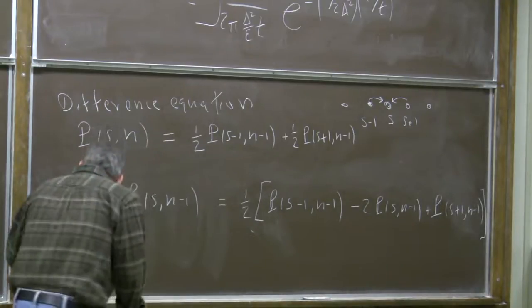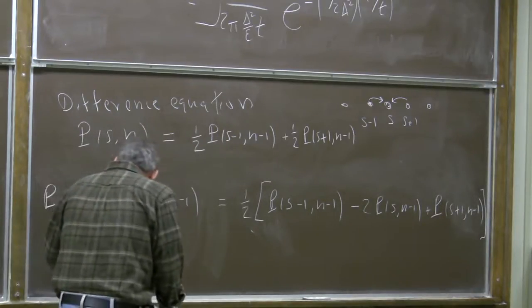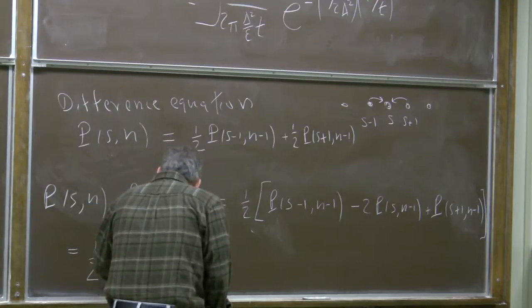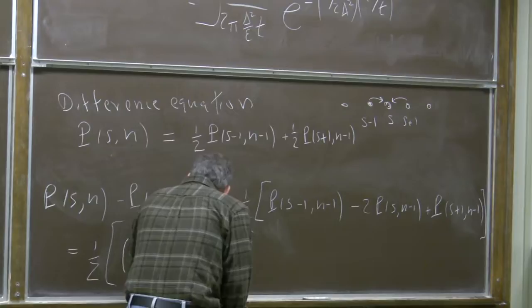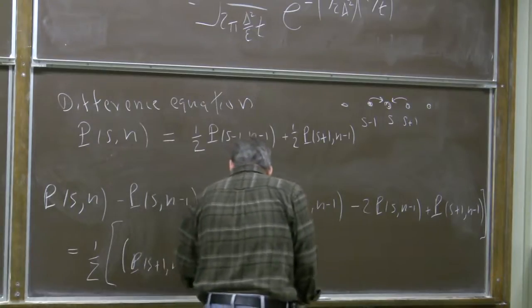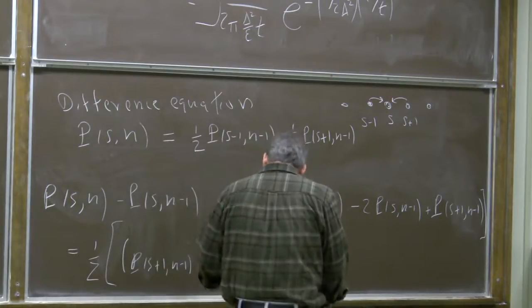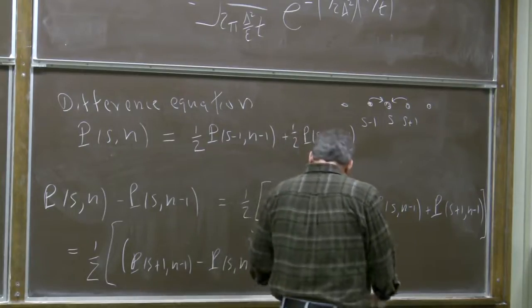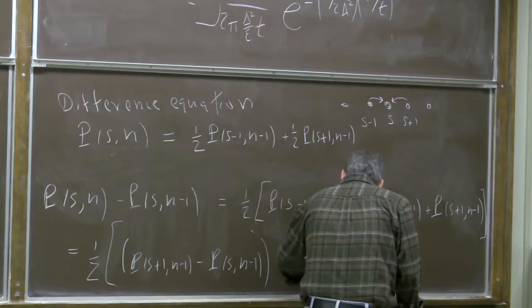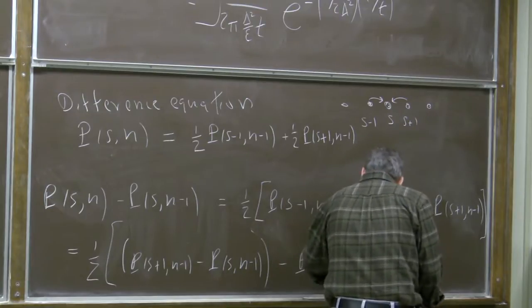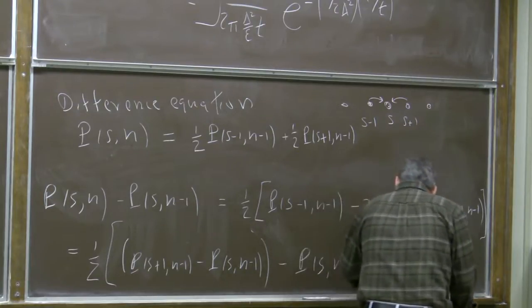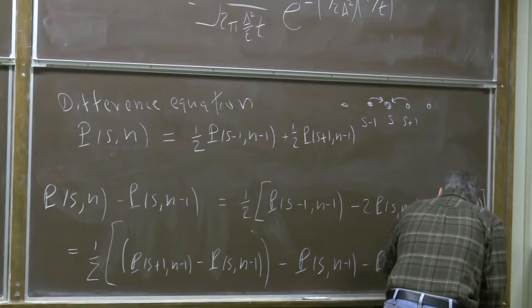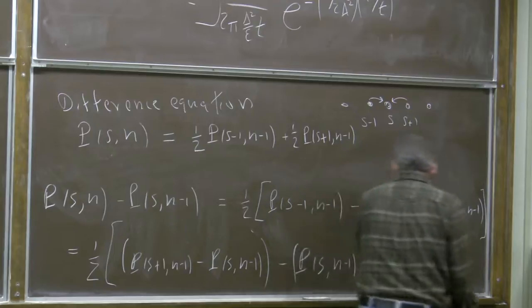And you can't prevent me from saying it's the same thing as 1/2 times the probability of being at s plus 1 at time n minus 1 minus the probability of being at s at time n minus 1, minus the probability of being at s at time n minus 1 minus the probability of being at s minus 1 at time n minus 1, in parentheses.